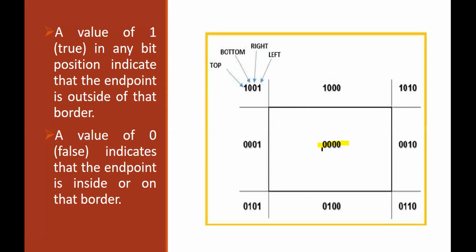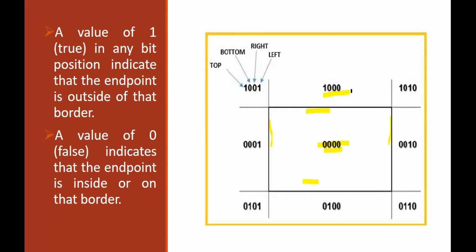Suppose if we talk about our central region, it is 0000. That means it is below the top border, above the bottom border, towards the right of the left border, and inside the right border. That means it is not lying outside the region, and hence it is completely 0000.